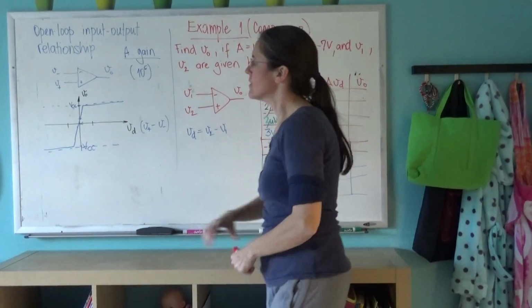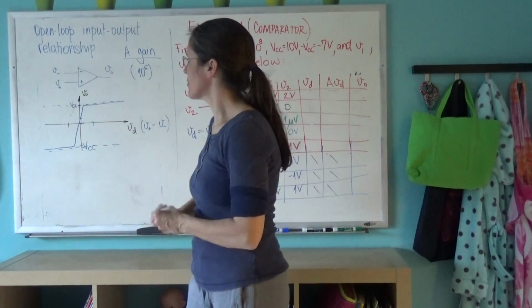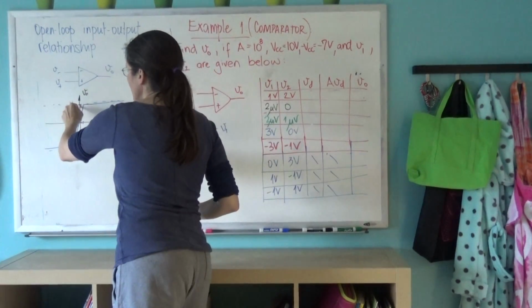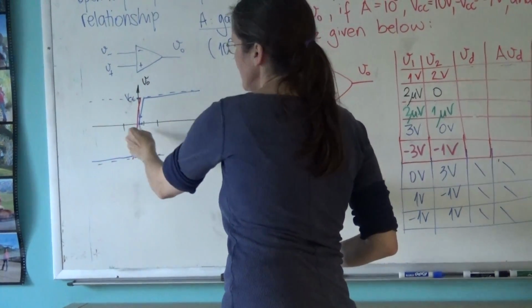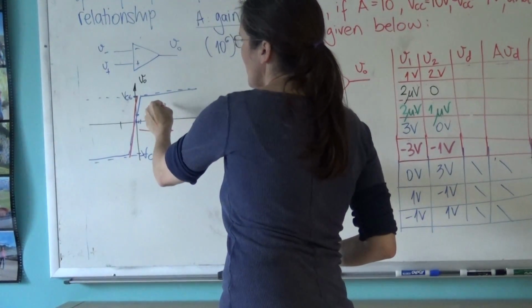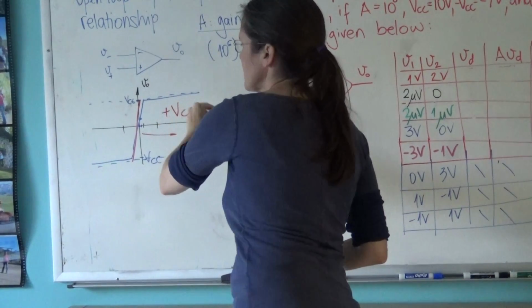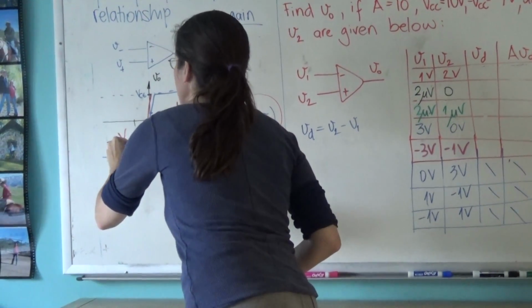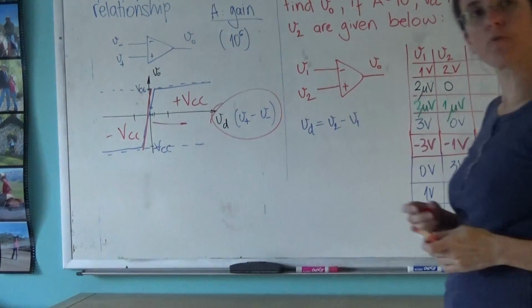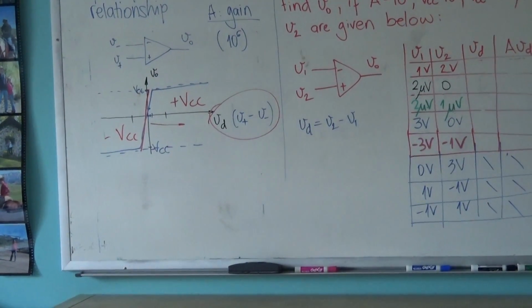Okay, so what happens by looking at this from a more general perspective is that really, if the difference is positive, the op-amp spits out plus VCC. If the difference is negative, the op-amp spits out minus VCC. Now I'm going to try to prove that to you by doing a couple of these by hand.